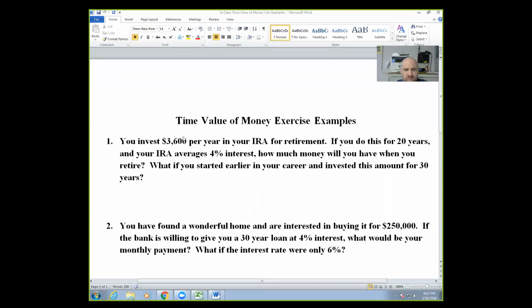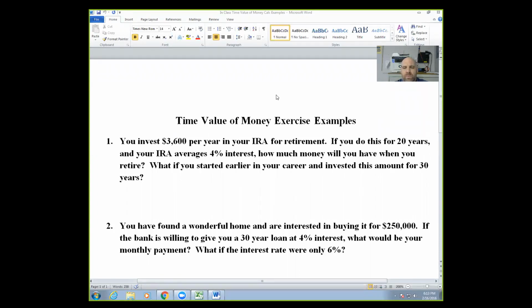So this first example is you invest $3,600 per year in your IRA for retirement, individual retirement account. If you do this for 20 years and your IRA averages 4% interest, how much money will you have when you retire?